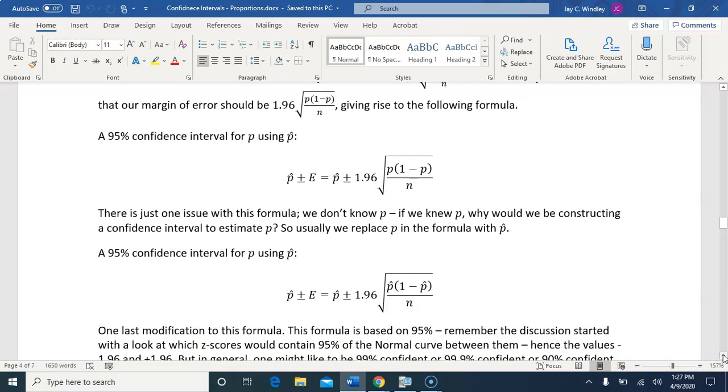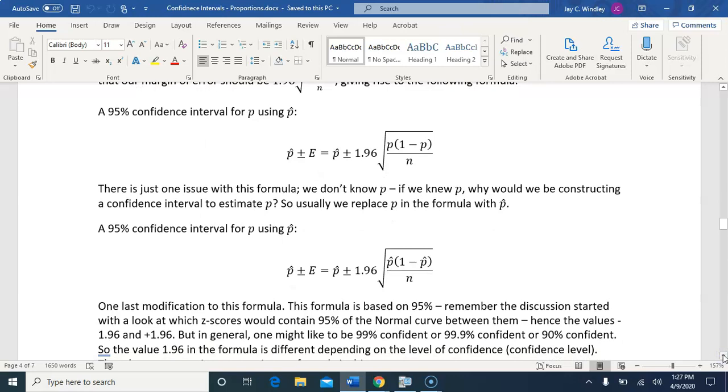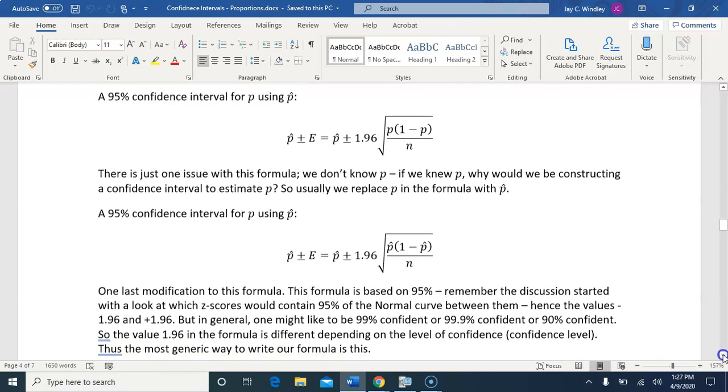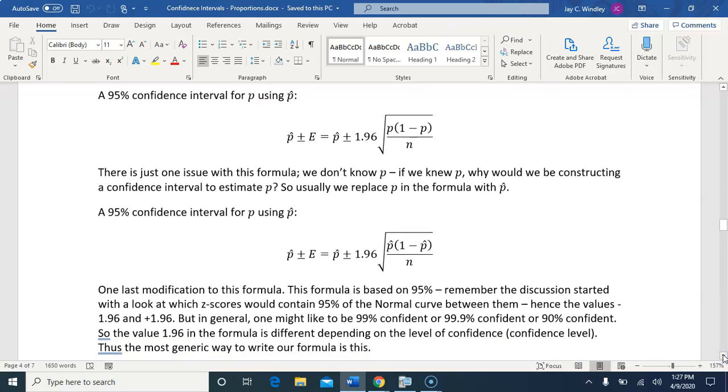Now, this whole formula is based on being 95%. It's all based around 95% because recall at the beginning of this, the 95% mark is what determined the z-scores of positive 1.96 and negative 1.96. But in general, I might not want to be 95% confident. I might want to be 99% confident, or maybe only 90% confident. So depending on how confident I want to be, this 1.96 might take different values.